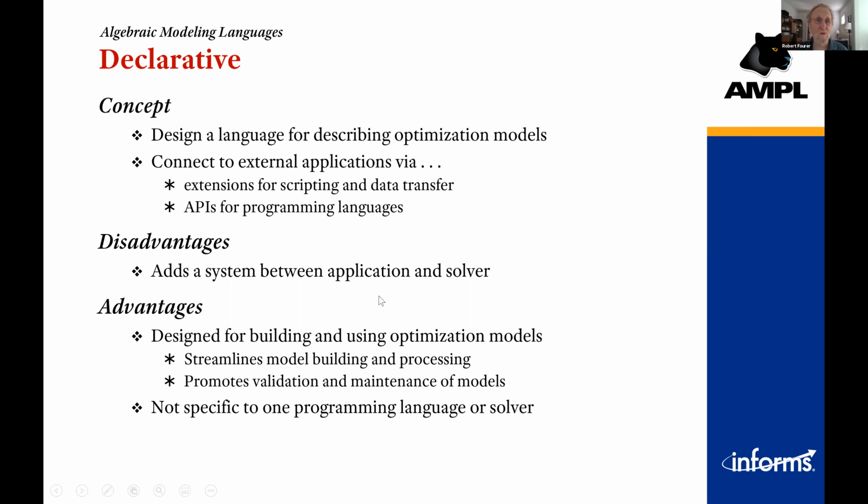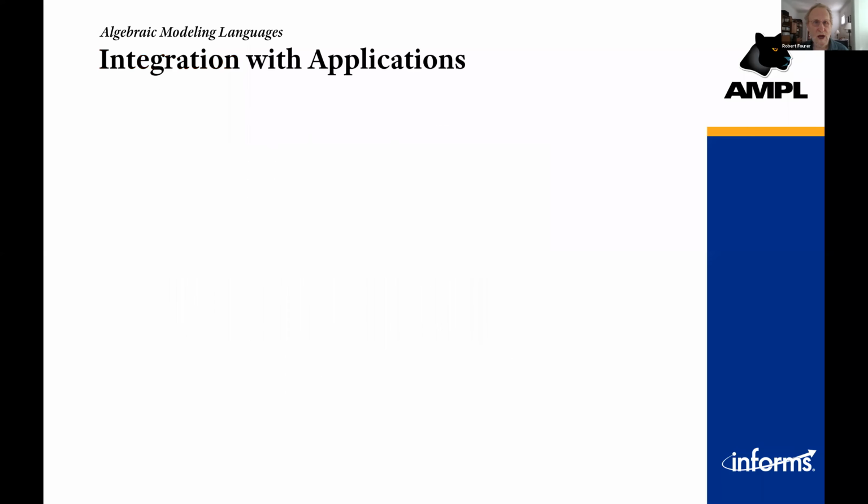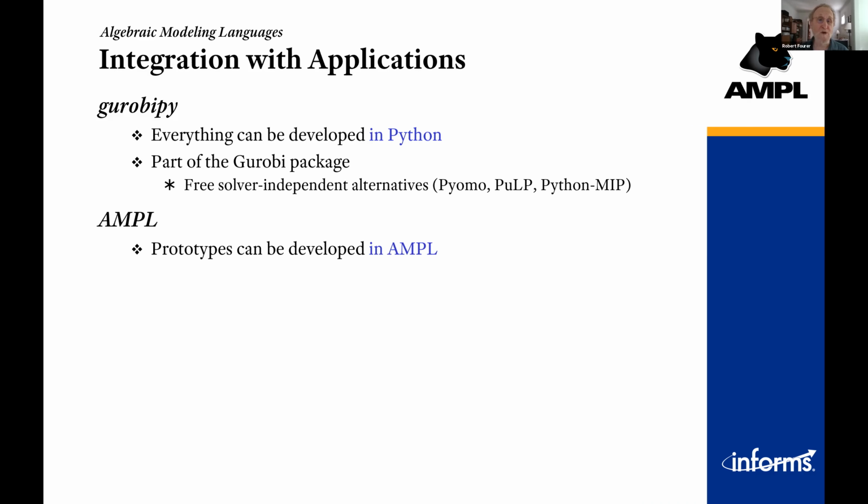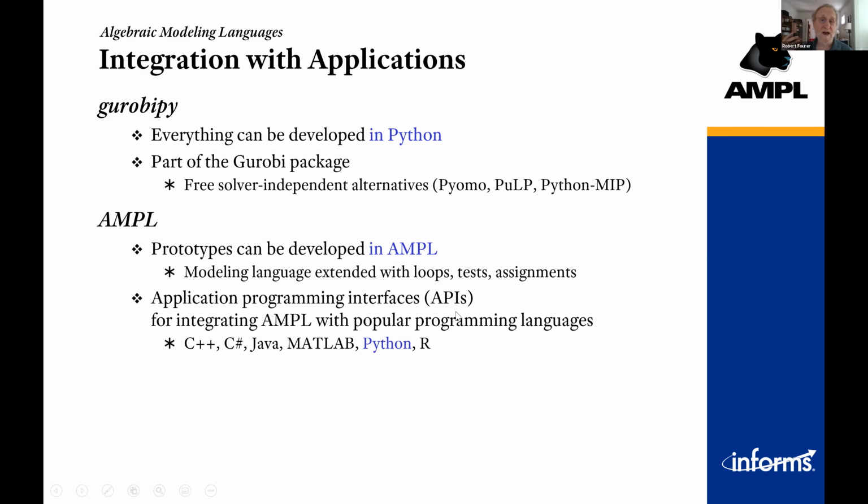Okay. So 2 more slides on this. How does this affect integration with applications? Well, with Gurobi, everything can be developed in Python. It's part of the Gurobi package, so it sort of puts everything together. Okay, your whole application in Gurobi. And if you don't want to use Gurobi, there are some solver-independent alternatives that use Python as well. With AMPL, you develop prototypes in AMPL, and then you can extend those prototypes with a few simple loops, tests, and assignments, and then you use the APIs. So this is pretty much what I said.